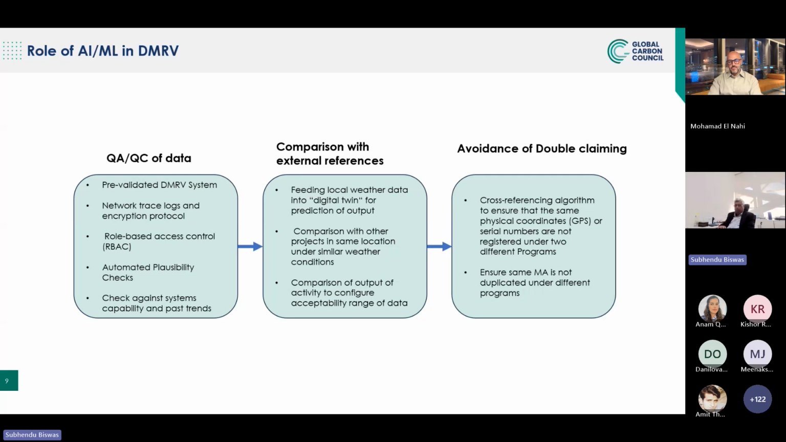How does it compare? Once we have the external references checked, it does another part of it, which is avoidance of double claiming. It sees where this project is located. Does this GPS location match with any other project in any other program? Is there any double claiming happening? Or even within our GCC, is it getting included in different programs, doing a double claiming? This is automated using AI ML on the DMRV platform, so no one needs to go in and put in effort. It's automatically done on the system.